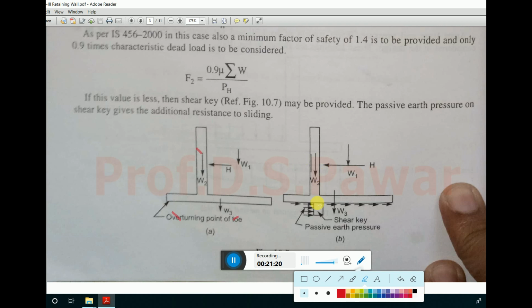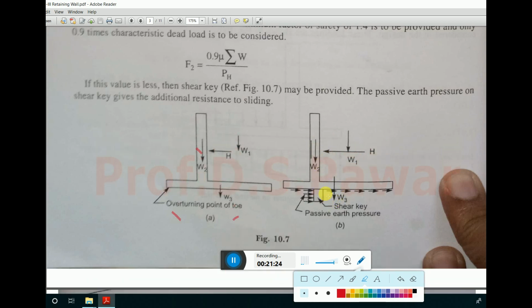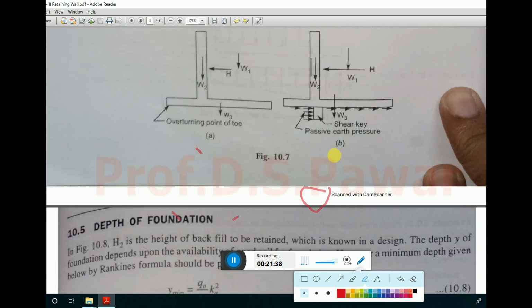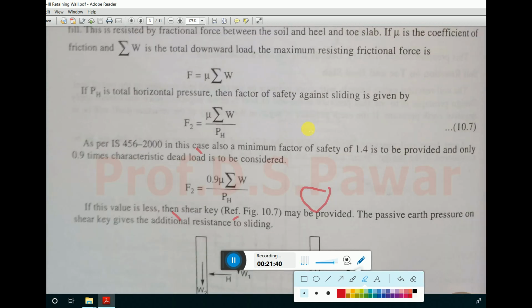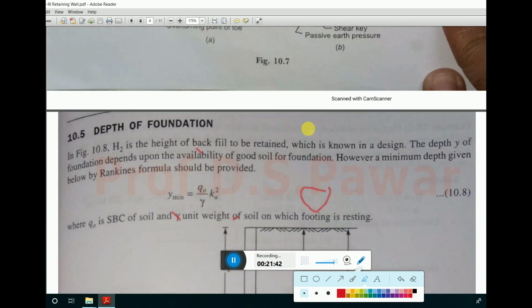And when the structure fails in sliding, we can provide a shear key here. Okay, and by providing the shear key, the passive earth pressure is going to resist, and we can control the sliding. Okay, so this is about the overturning and sliding check in a retaining wall.